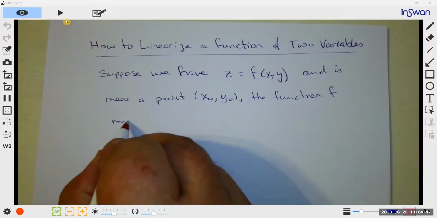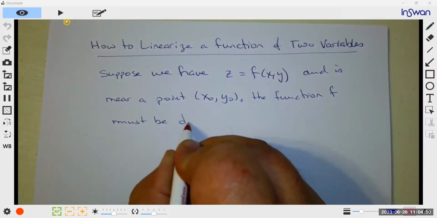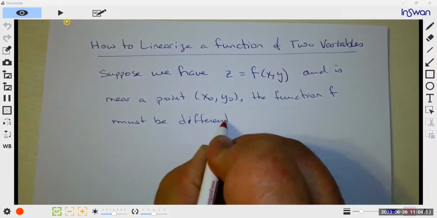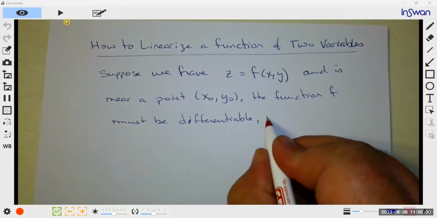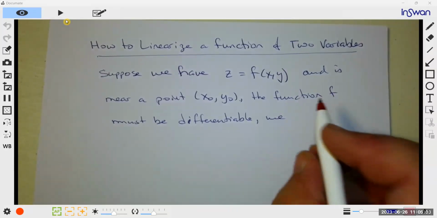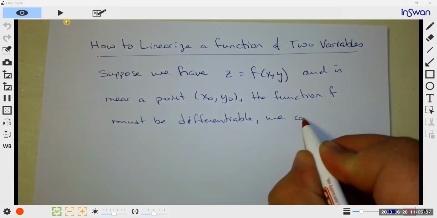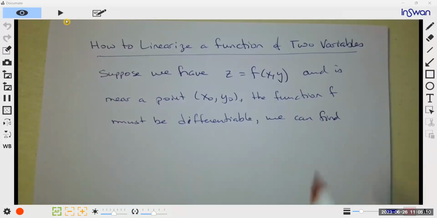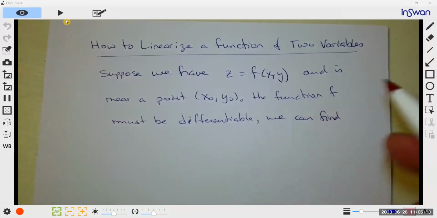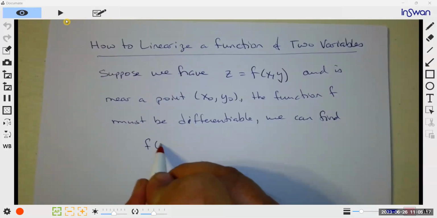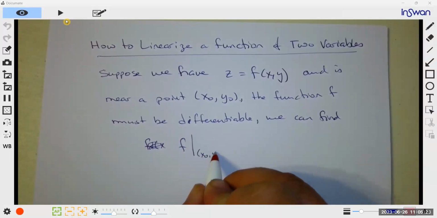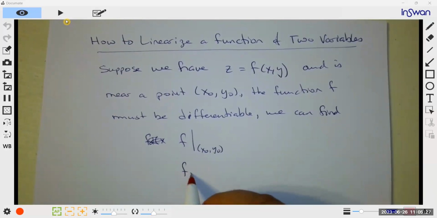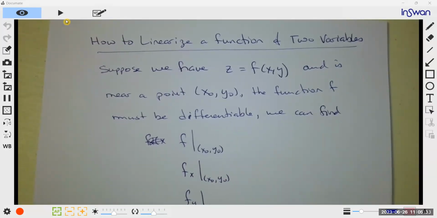The function f must be differentiable. So since f is differentiable, it's continuous everywhere, then we could find f at x sub 0, y sub 0. We can find the partial derivative with respect to x at x sub 0, y sub 0, and the partial derivative with respect to y.